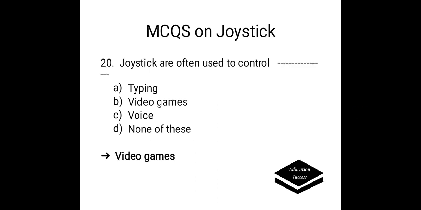Joysticks are often used to control. Options are A. Typing, B. Video games, C. Voice, D. None of these. Correct answer is video games. Joysticks are often used to control video games.